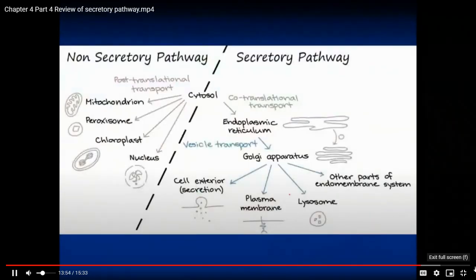All right, so here's just kind of a picture of that. The non-secretory pathway, the proteins that are going to get made are on free ribosomes that are going to end up in the mitochondria, the chloroplast, the peroxisome, the nucleus.